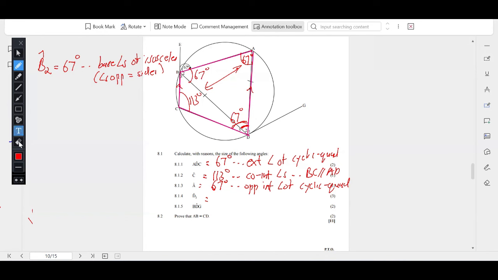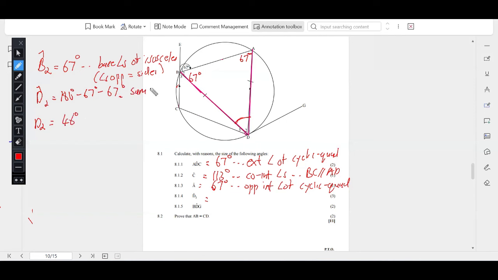Now, obviously, to find D2, let me clear up here so that we can all see. To find D2, realize that the triangle of interest is this. If this is 67 and this is 67, we have to get this using the sum of interior angles of a triangle. So D2 would have to be 180 minus 67 minus 67, and then our D2 would be equal to 46 degrees. Our reason for that is sum of interior angles of a triangle.